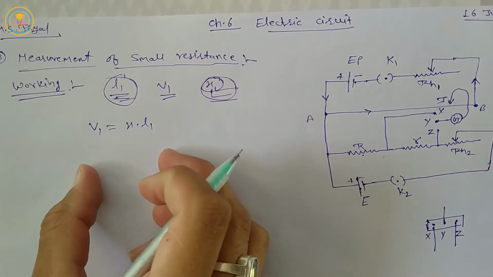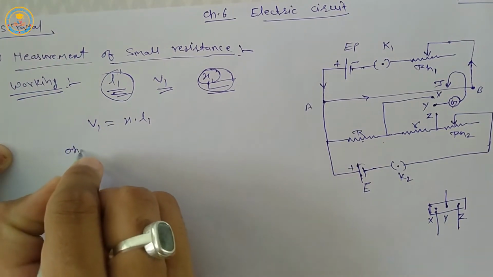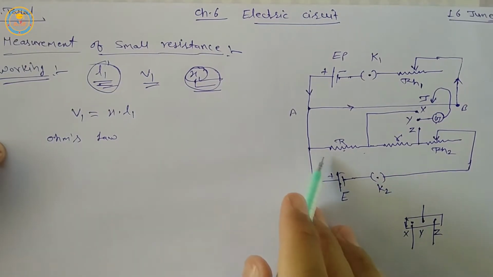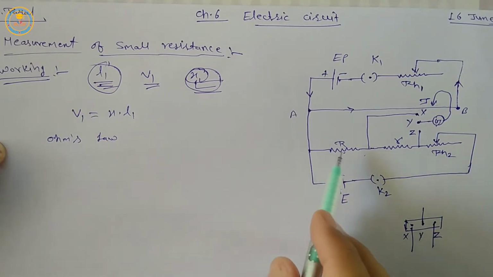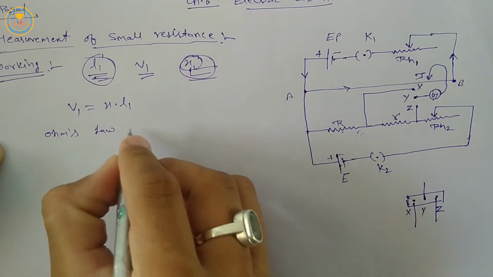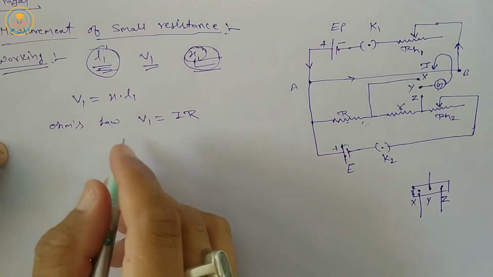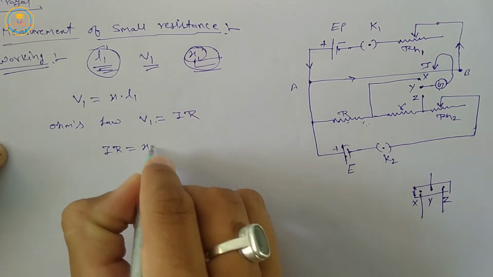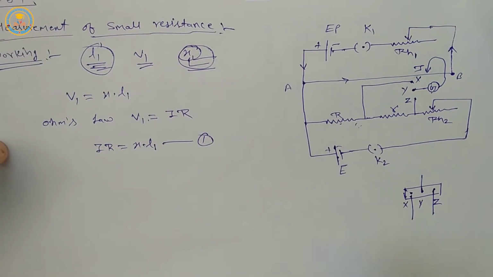This is the potential difference. We know Ohm's law. What is Ohm's law? The potential difference across the ends of a resistance is equal to the product of the resistance and the current flowing through it. Means according to Ohm's law, V1 is equal to I into R. So from these equations, I into R is equal to X into L1. This is equation number 1.